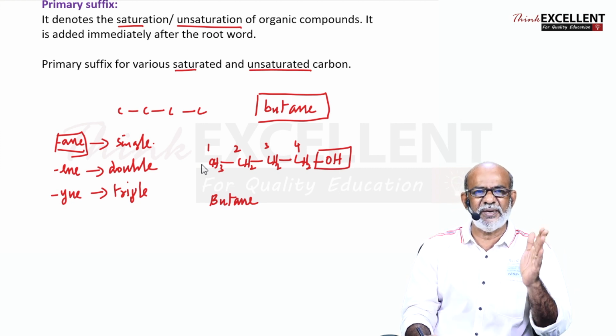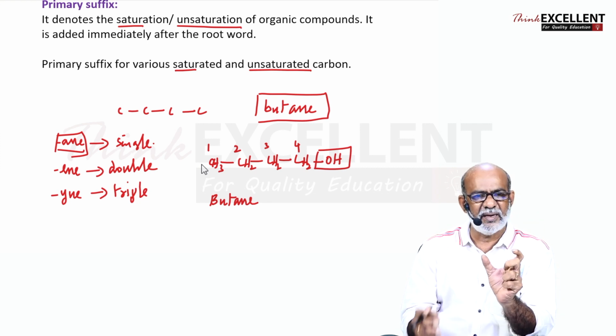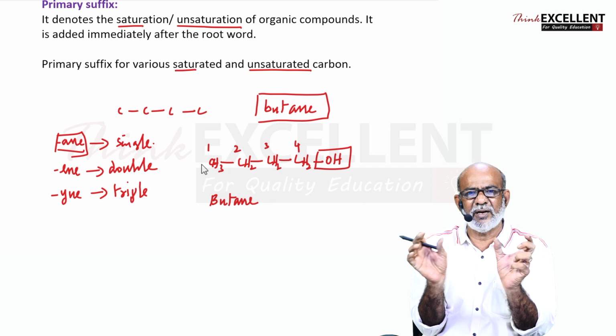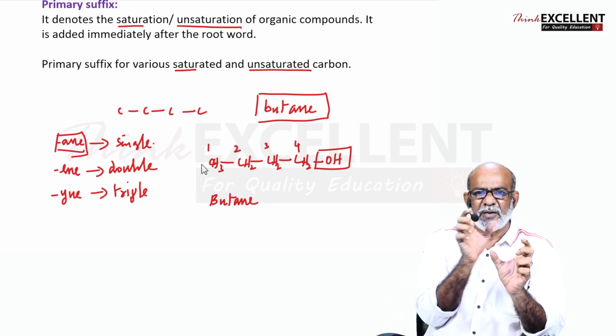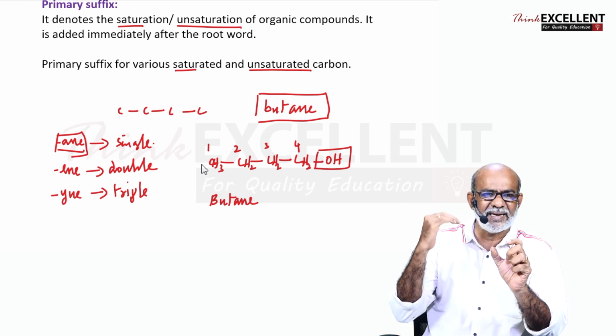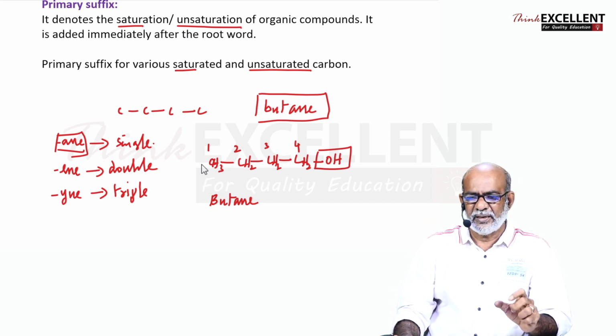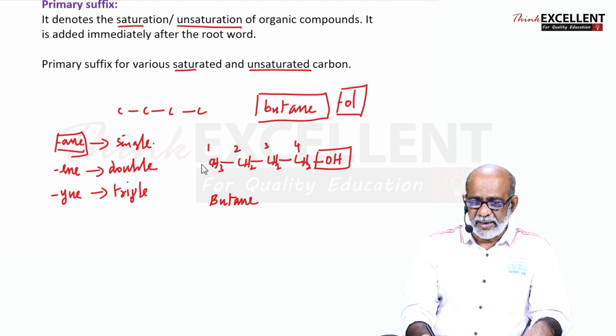So the functional group is the secondary suffix. Both the single or double bond and the functional group are suffixes, so there are two suffixes present. That's why one is the primary suffix and the other the secondary suffix. Primary suffix is nothing but single, double or triple bond. Secondary suffix is nothing but the functional group. Here the functional group is alcohol. If alcohol comes, the suffix word is OL. So for butane, you cut off this E and write OL.